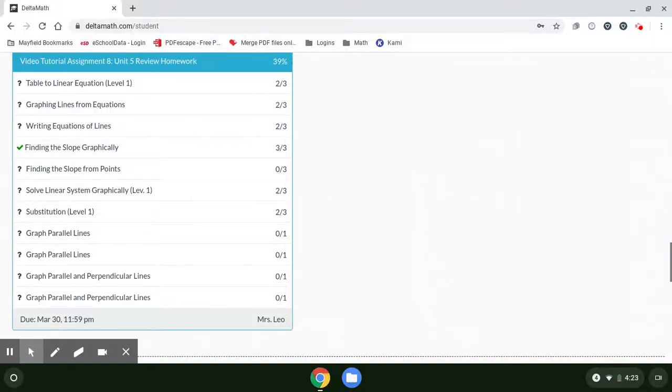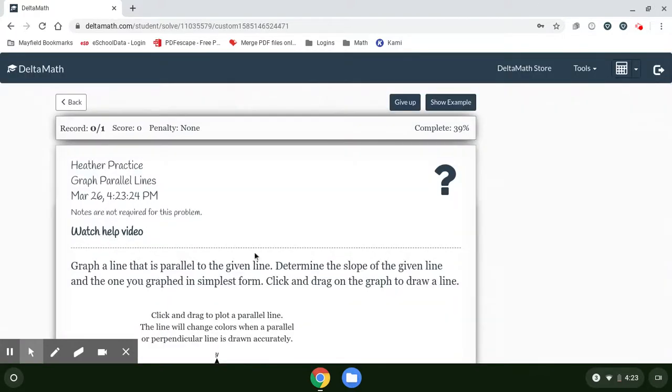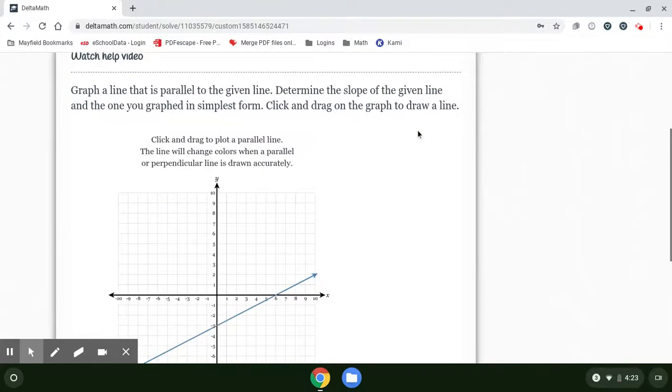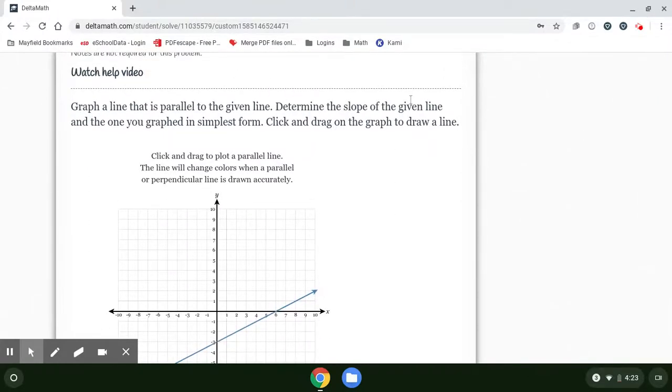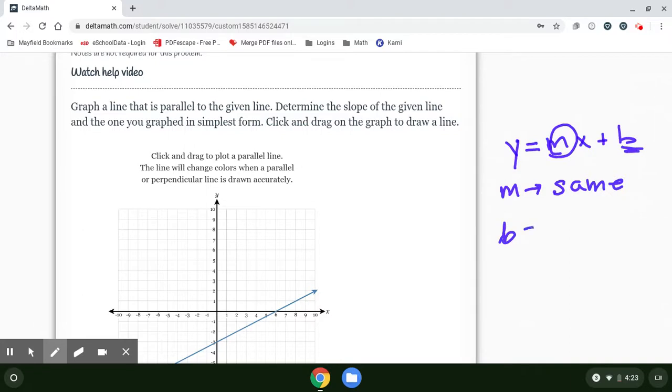All right, guys, this is the last section of the review, which is graphing parallel lines. Graphing parallel lines is neat because two parallel lines have the same exact slope. So when I think about y equals mx plus b, if two lines are parallel, their m's are going to be the same, but their b is going to be different. If their b was the same, they would be the same exact line, but we actually want two parallel lines, so their b has to be different.